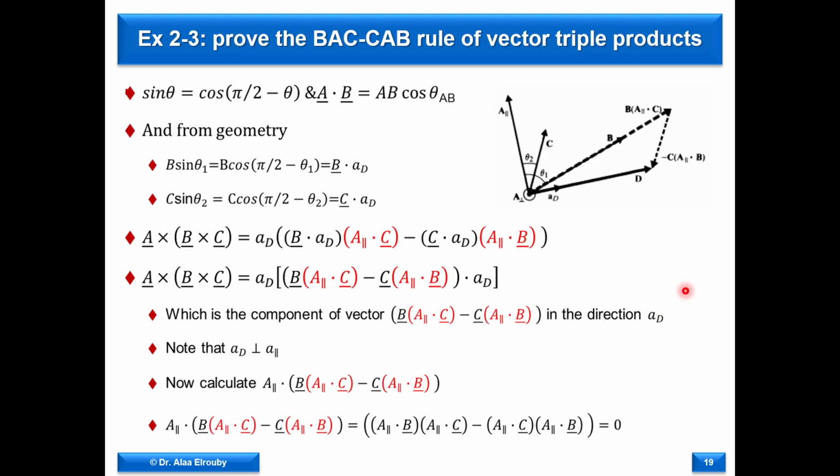Let me grab my laser pen again. So this is the projection of vector B along the direction of AD, because AD is a unit vector. So the result of this operation is B cosine of the angle between B and D, which is the sine between B and A parallel. Same thing for C. So now we can write this expression as such. This is a scalar quantity, this is a scalar quantity, and this is a vector. So we can now write it this way.